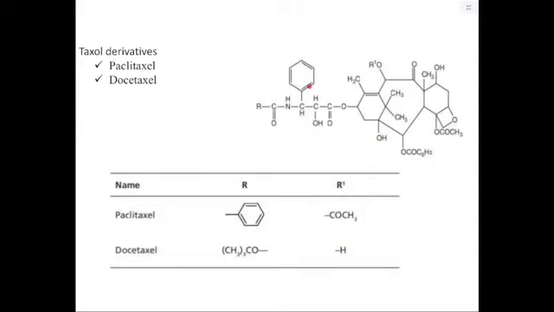You have an ester there, and of course a benzene ring there. In docetaxel, you have an acetyl group, but it's a substituted acetyl group. You can see the normal acetyl group is CH3, C double bond O. So here it's a type of acetyl.